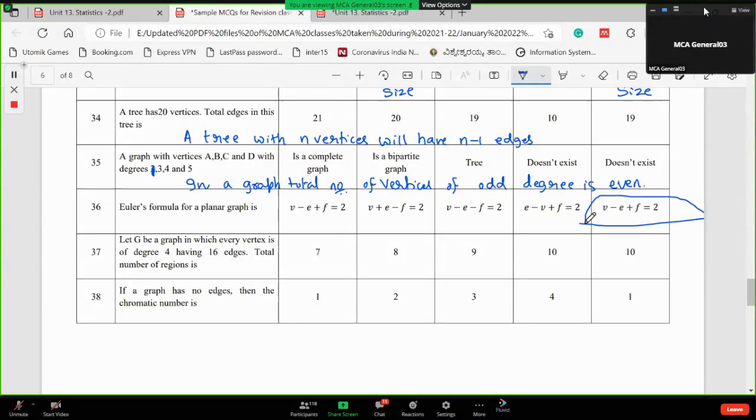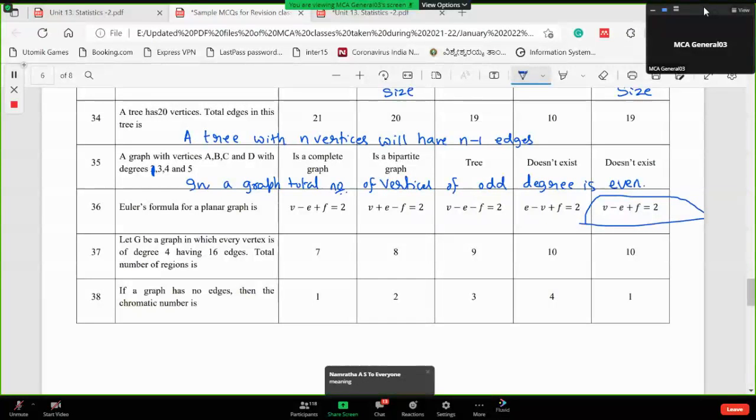Then chromatic number. Even that we have discussed. Chromatic number is the minimum number of colors that are required to properly color a graph. What do you mean by proper coloring? Two adjacent vertices should not have the same color. In a null graph, with no edges, how many colors are required? Only one color. You can put every dot with the same color, because there are no edges between them.